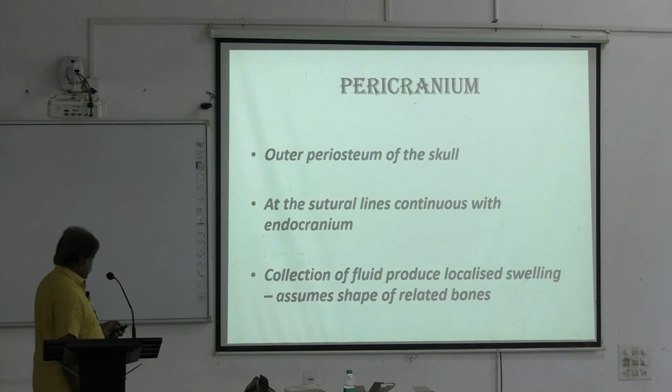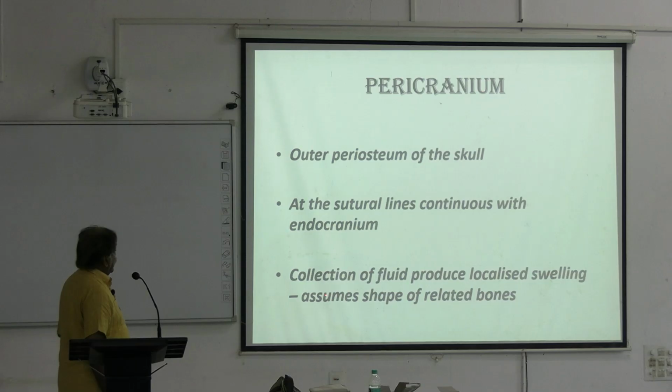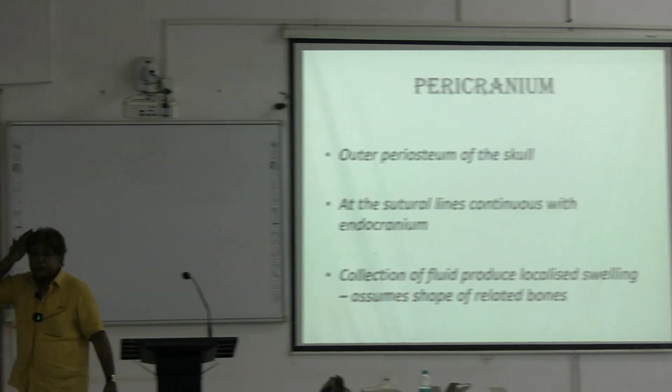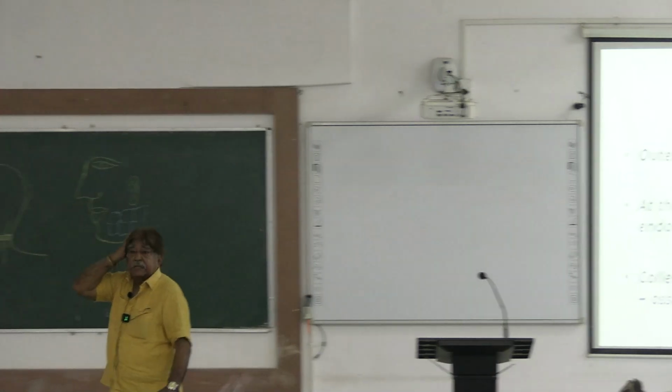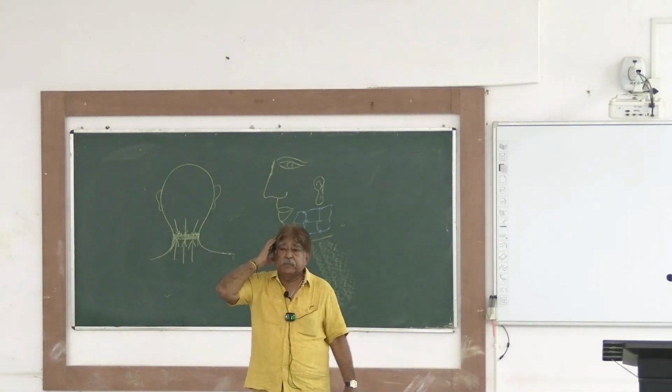Pericranium, the outer periosteum of the skull, at the sutural lines continues with the endocranium. Collection of fluid produces localized swelling, assuming the shape of the related bones. Now, if you are hit on the parietal bone, then the swelling will be confined to that parietal bone.